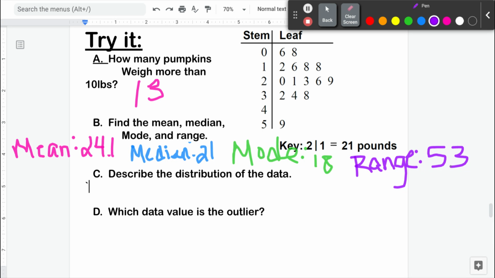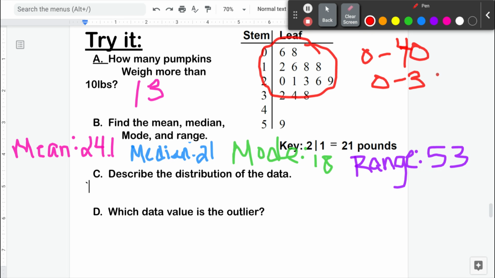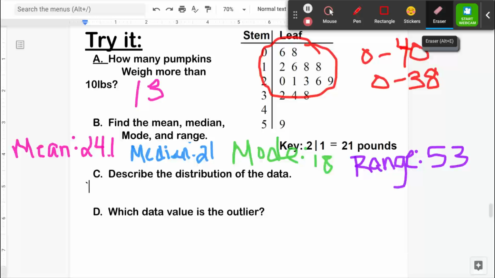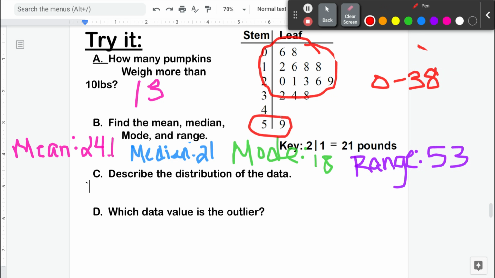This next one, describe the distribution. So when I look here, most of my values are kind of in that 0 to 40 range. It's really 0 to 38, I would even say, if we're going to be a little more specific here. Most of the values lie in there. But then we've got one value down here. So I would say that the distribution lies from 0 to 38 for the most part, and that it's pretty close together.